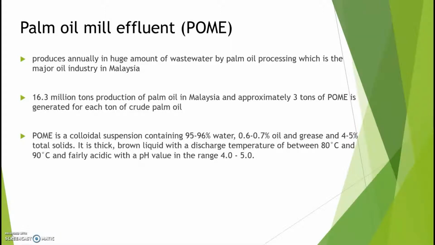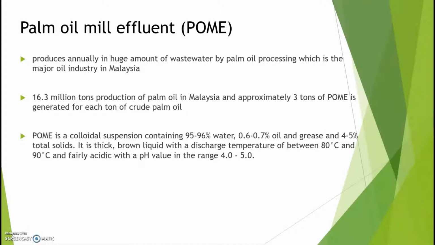As the introduction, palm oil mill effluent is produced annually in huge amounts as wastewater by palm oil processing, which is the major oil industry in Malaysia. Annually, 16.3 million tons of palm oil are produced in Malaysia, and approximately 3 tons of POME is generated for each ton of crude palm oil.